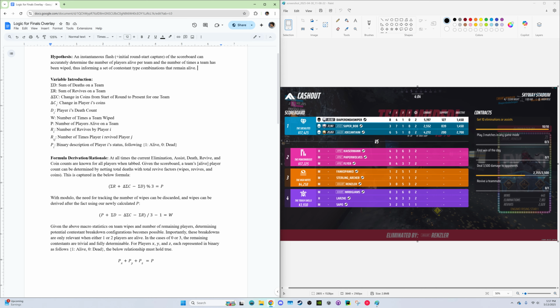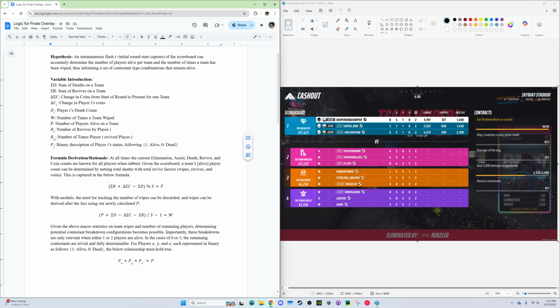So this is a variable introduction. We have the sum of deaths on a team, we have the sum of revives on a team, we have the change in coins from the start at the very beginning of the round to the time you're taking the picture. So that'd be like 404 here. We have the change in player i's coins is delta C_i, and then D_i is the death count. W is the number of times the team wiped. P is the number of players alive on a team, and then these are all revive factors.